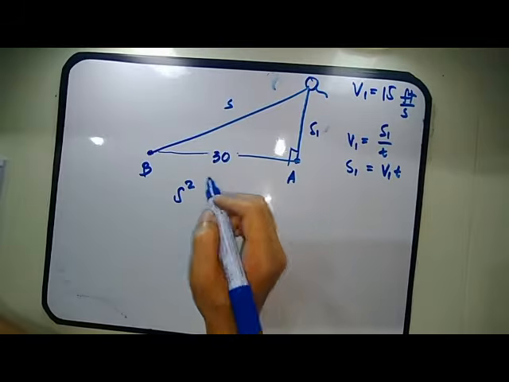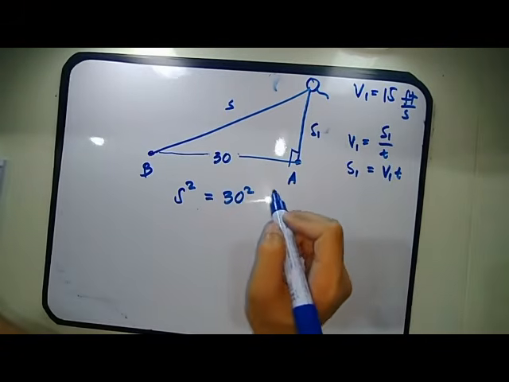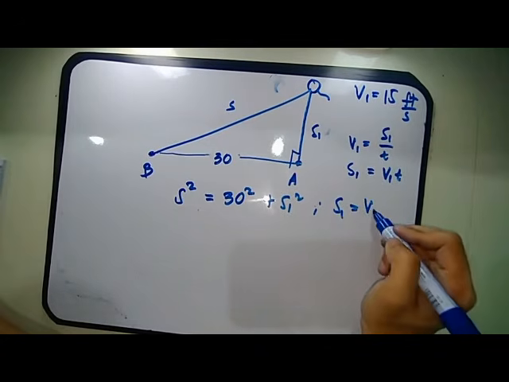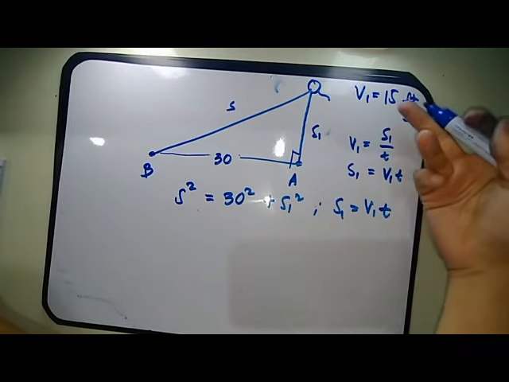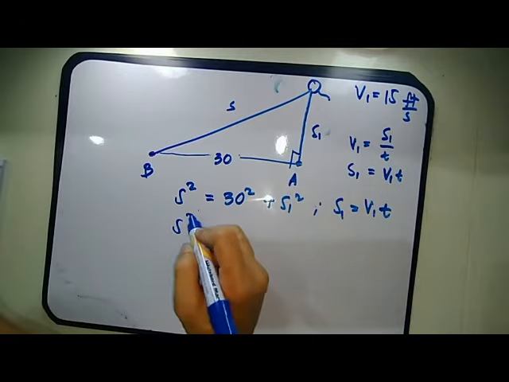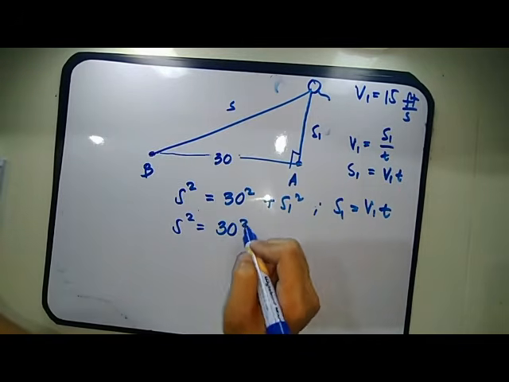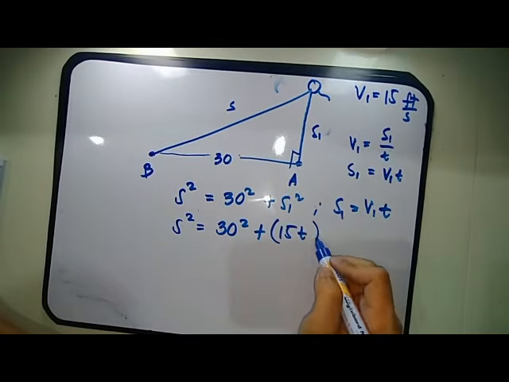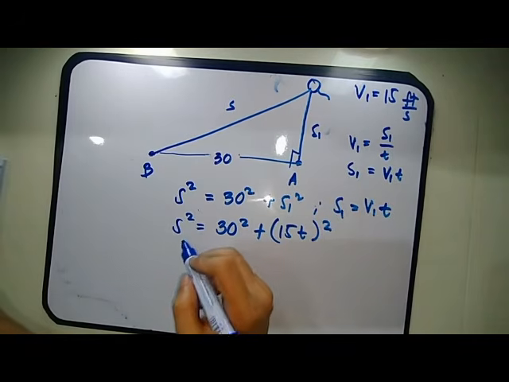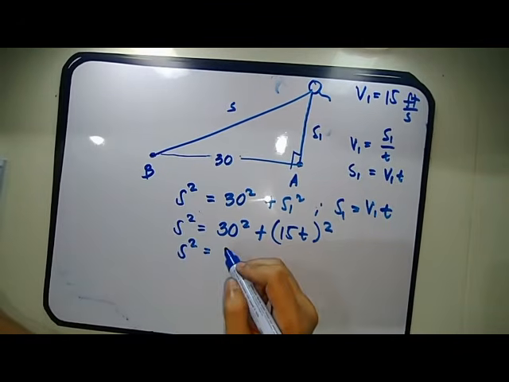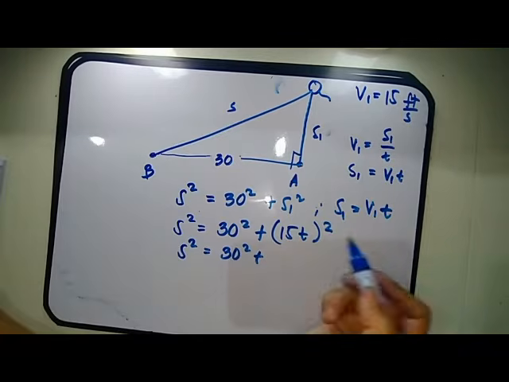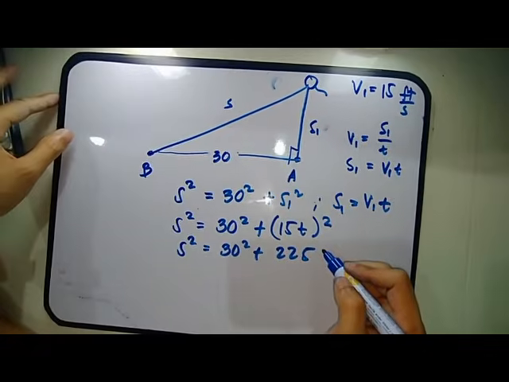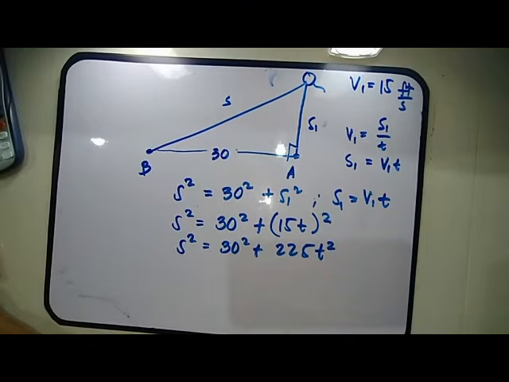The relationship between S, the distance 30, and S1 is given by the Pythagorean theorem. So you have S squared equals 30 squared plus S1 squared. But S1 is equal to V1T, and V1 is equal to 15. So S squared is equal to 30 squared plus 15T squared. Just simplify this. So S squared equals 30 squared plus 15 squared, that is 225, T squared. We differentiate this with respect to time.